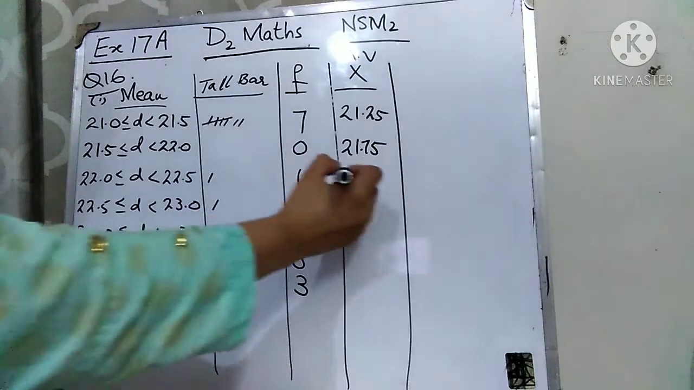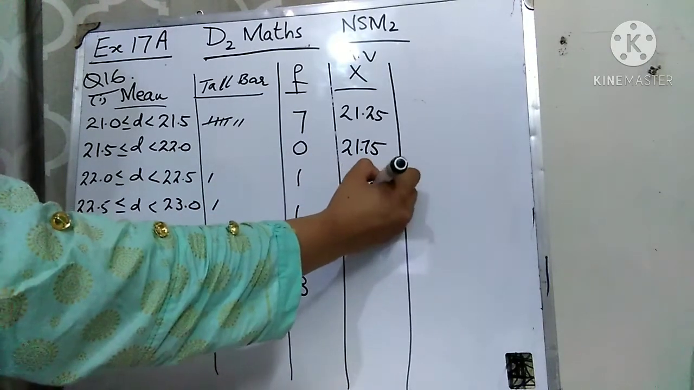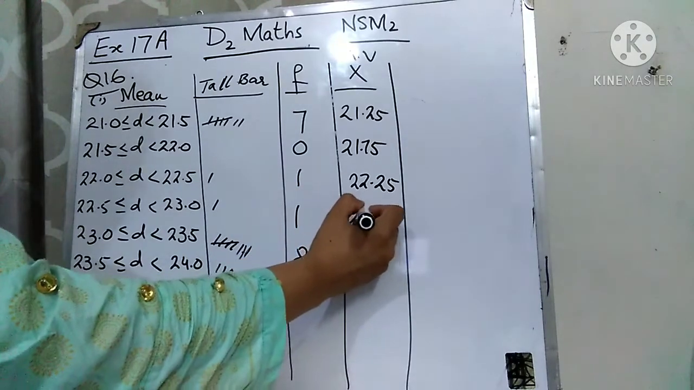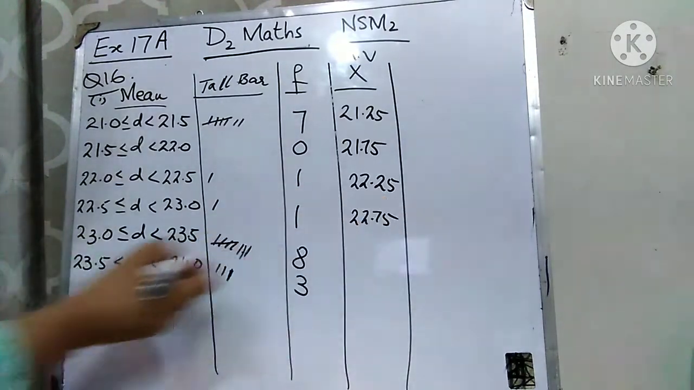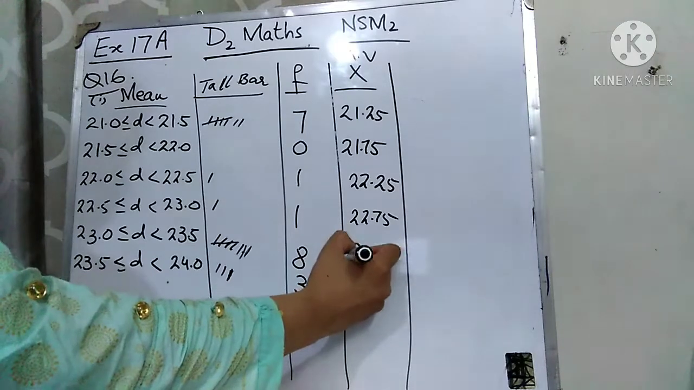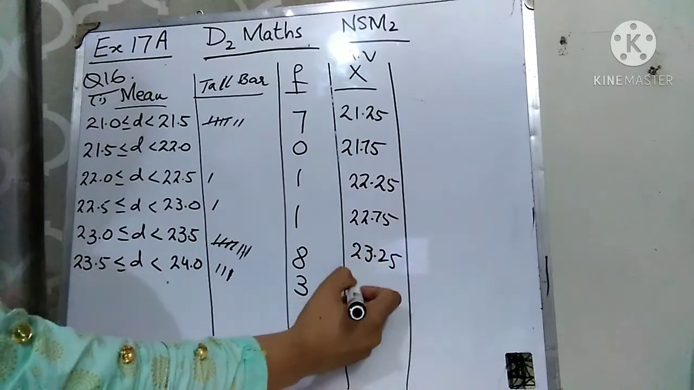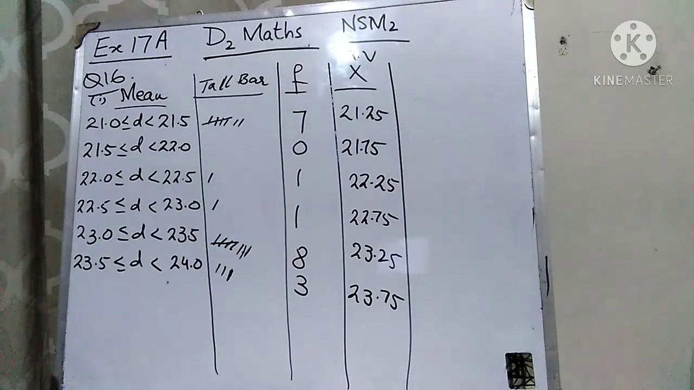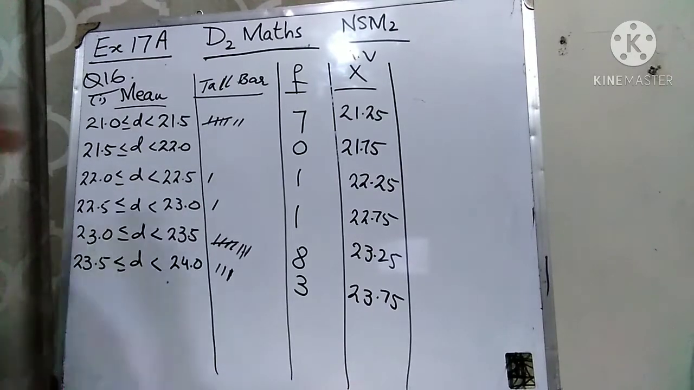Okay, in the same way, when we find out the mid values, we will get 22.25 and 22.75. In the same way, 23.25 and 23.75. Okay, so students, here we have found x. For our mean, we have to find out f of x, so we have to multiply f with x.